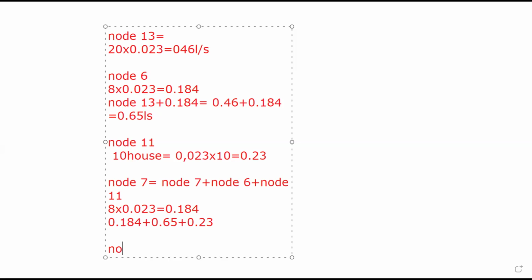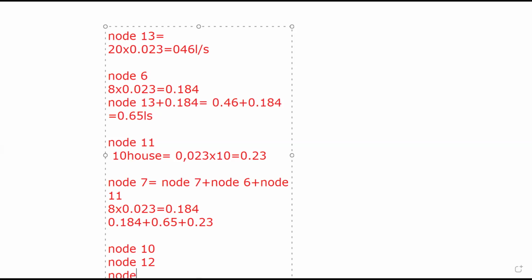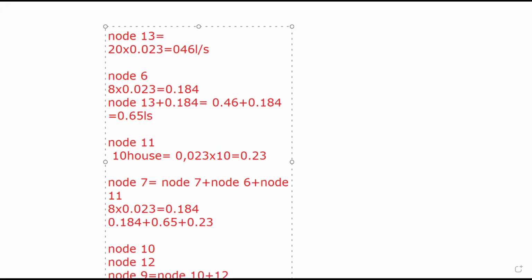So next, I'll do node 10. I'll do node 12. Then node 9 will now be equal to node 10 plus node 12. Are we together? Did you understand it?